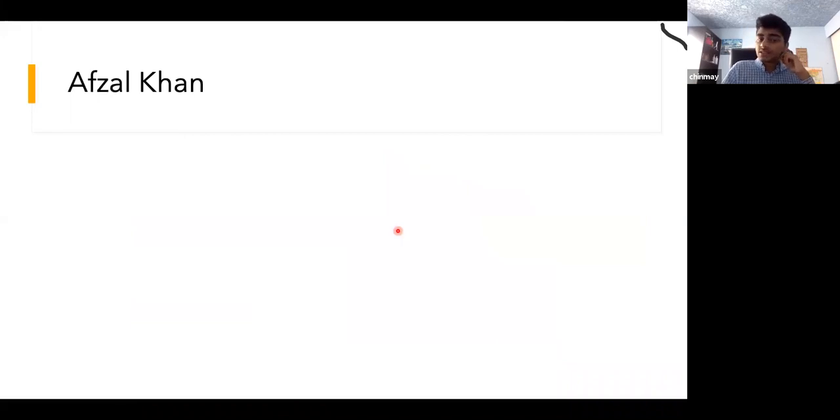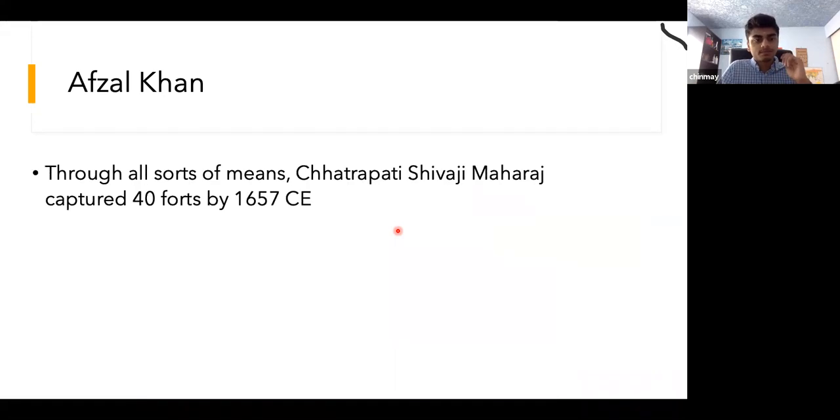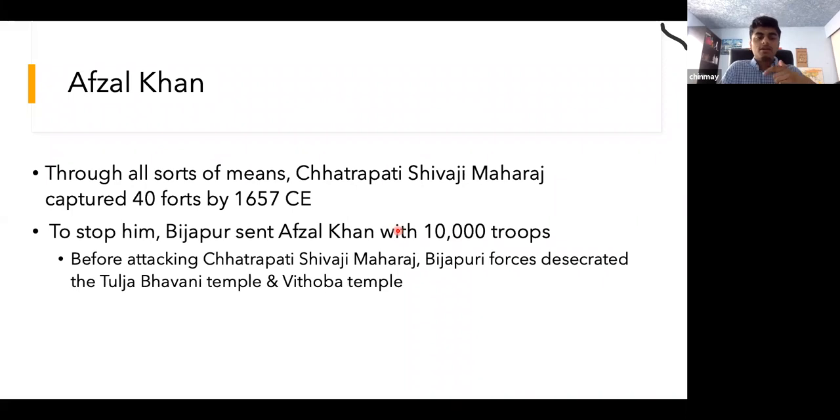The Bijapur Sultanate, the Adil Shahi, took notice that this Shivaji is starting to get more powerful than they would like for an Indian ruler to get. So their first move was to send Afzal Khan. The reason the Bijapur Sultanate started taking him more seriously was that, even though he was not born into some great empire or kingdom, Chhatrapati Shivaji Maharaj had captured 40 forts by 1657. By the time he was 27 years old, he had captured 40 forts, either by bribery, by raiding, or by capturing. He used all sorts of techniques to build his fledgling kingdom.